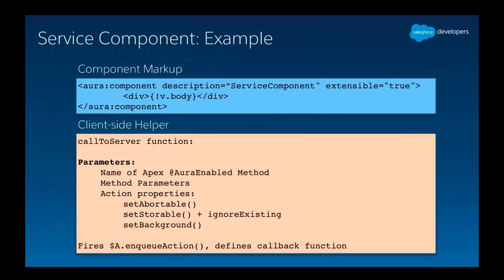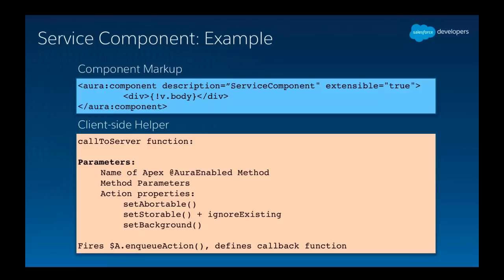Let's go back to that concept of a service component. So here's an example of what a service component can look like. Very simple markup with extensible equals true, so it can actually be used by other components. And one or more functions in a helper class, which components that extend it will share and override if necessary.